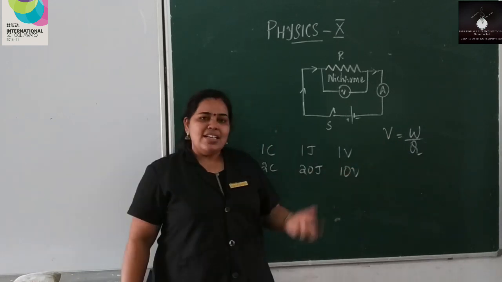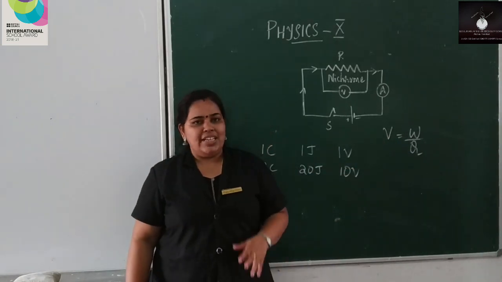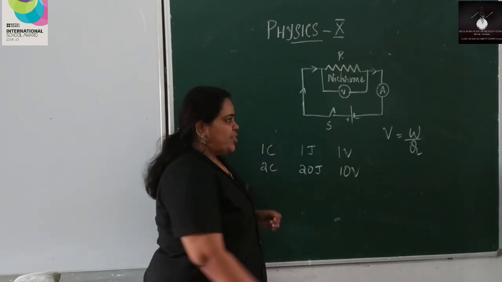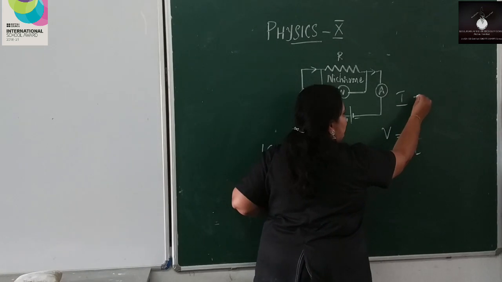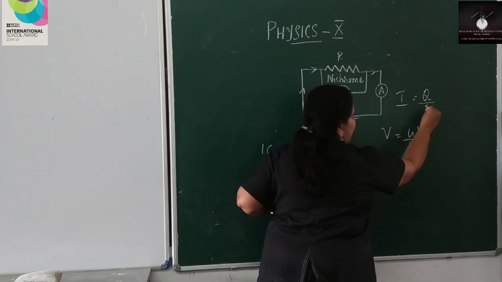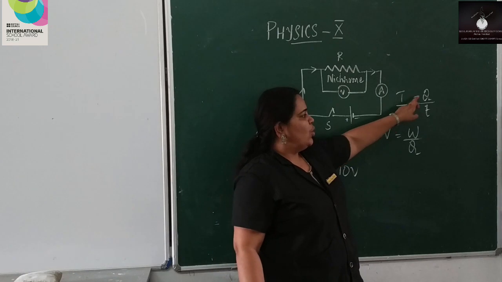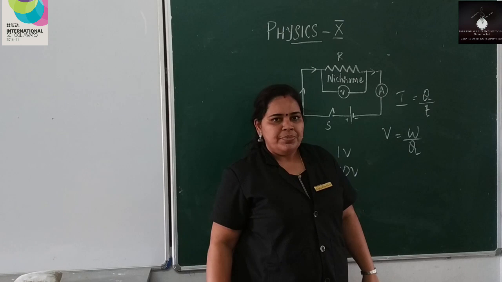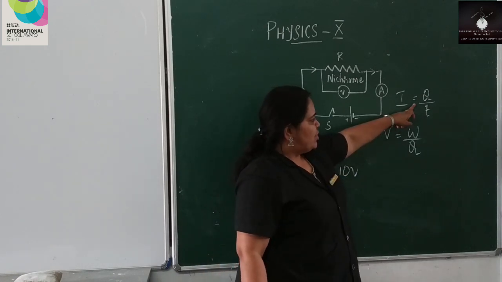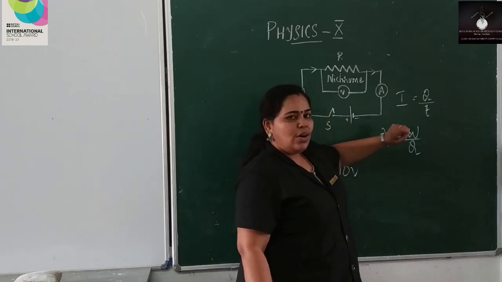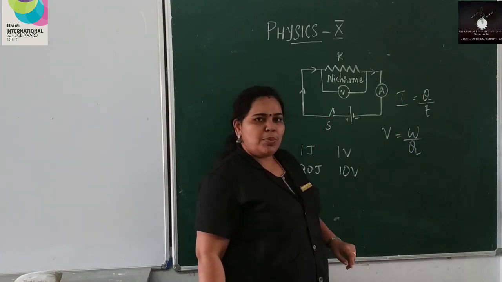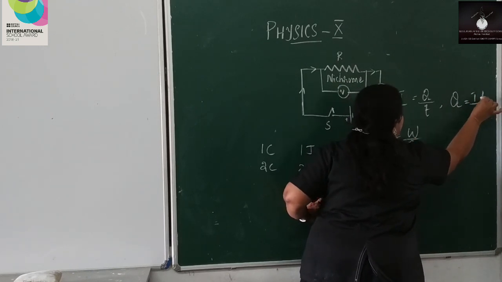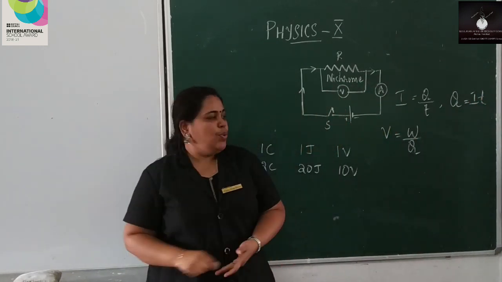So, in the last class we discussed electric current. Can you tell me the formula for electric current? Electric current I is equal to Q by T. I is the electric current, Q is the charge and T is the time of flow of that charge. Look at this equation. How will you find Q from this formula? Q is equal to IT.